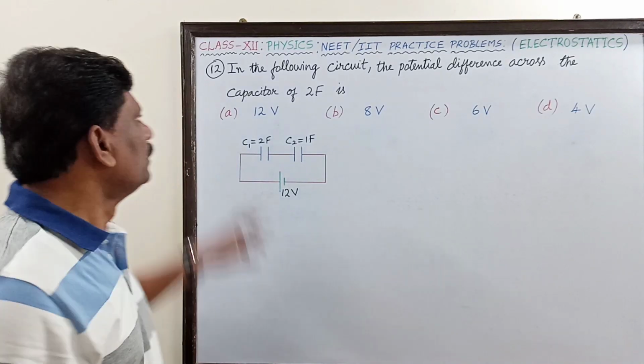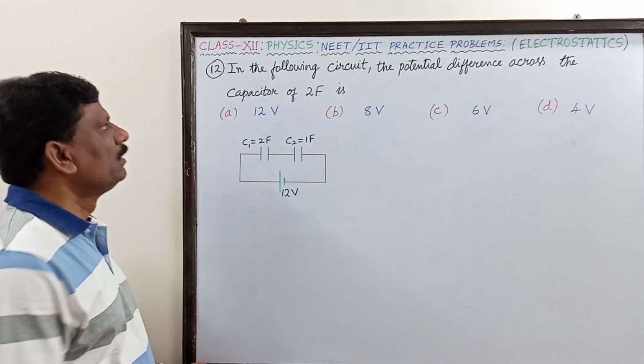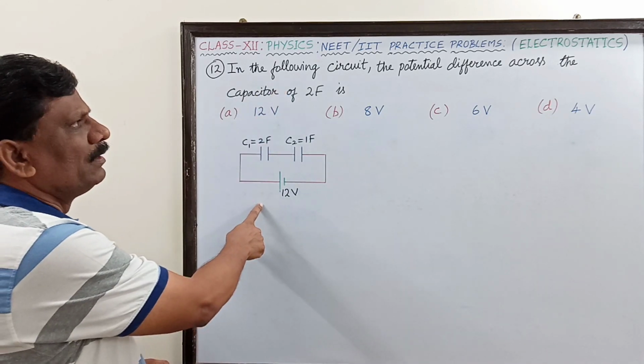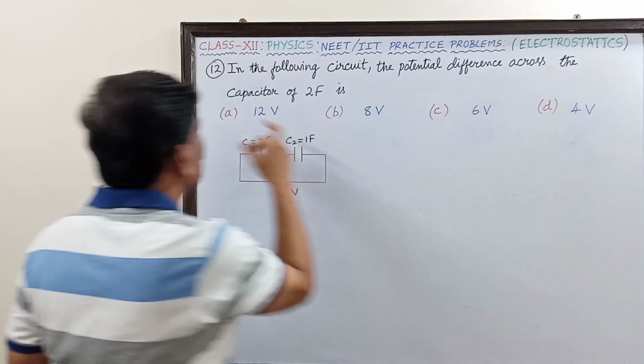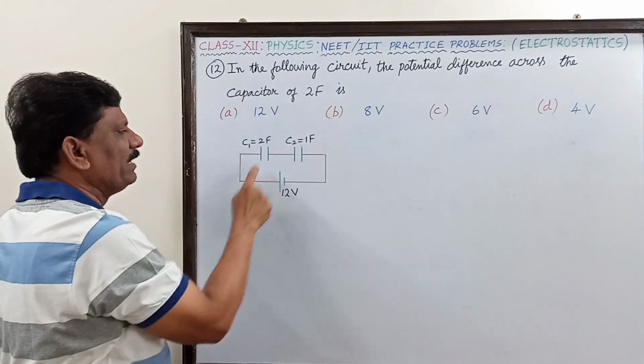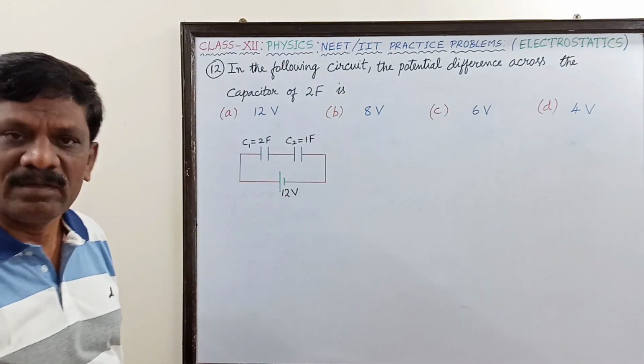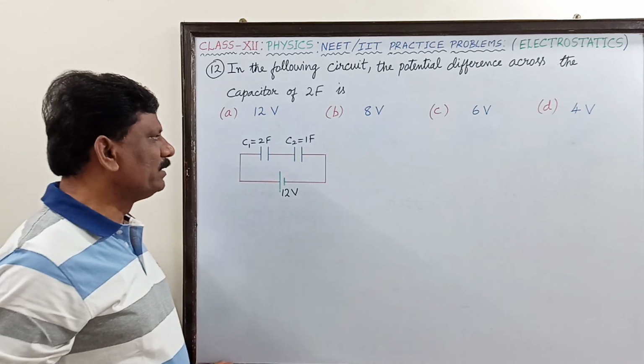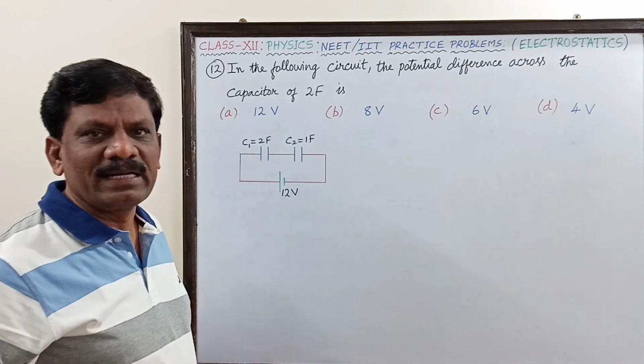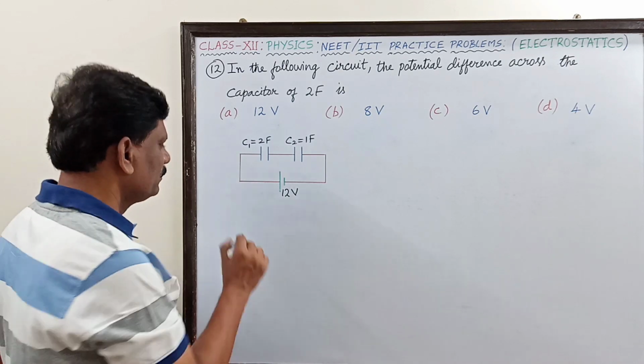Hi students, MCQ number 12. In the following circuit, the potential difference across the capacitor of 2 farad has to be determined. So look at the circuit. Two capacitors are connected in series.